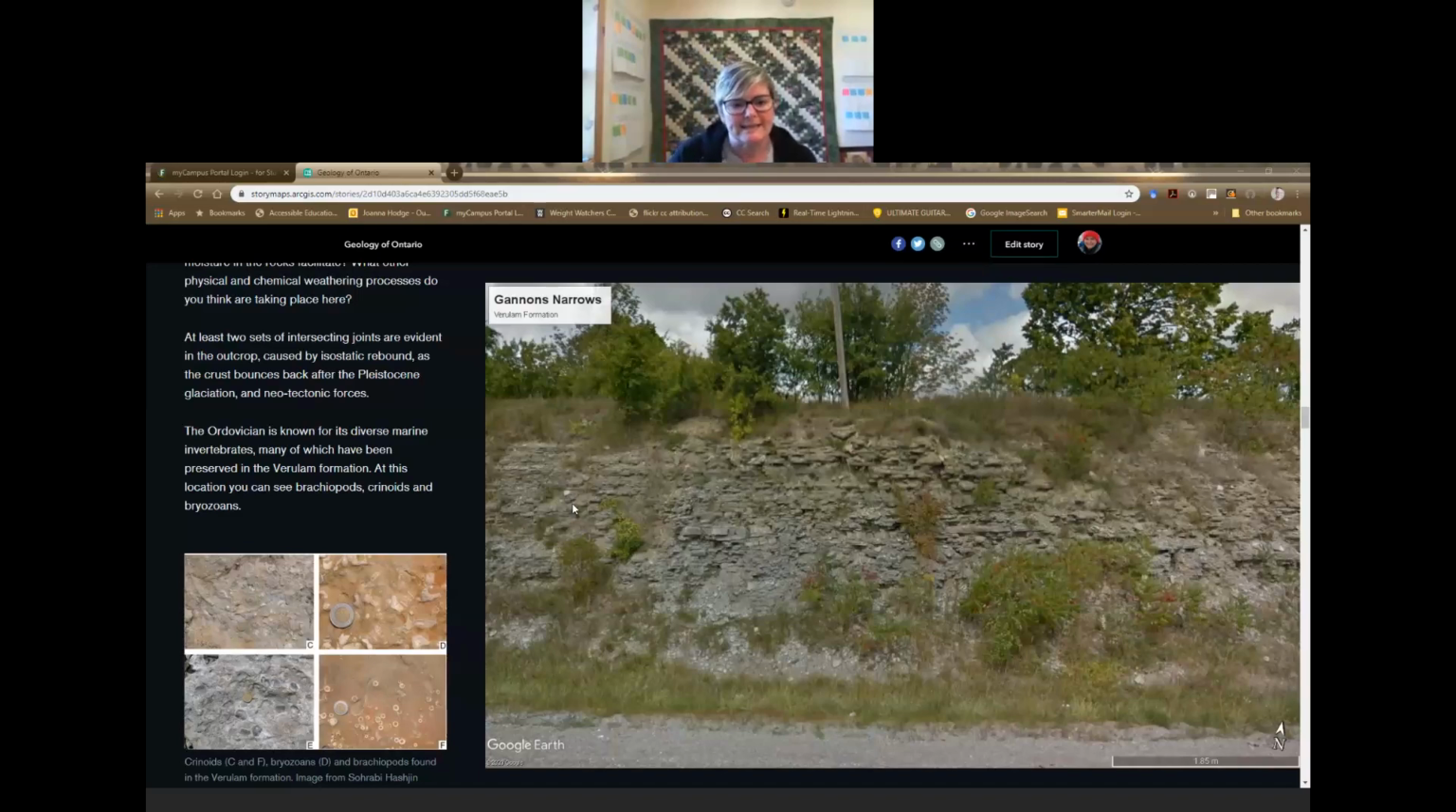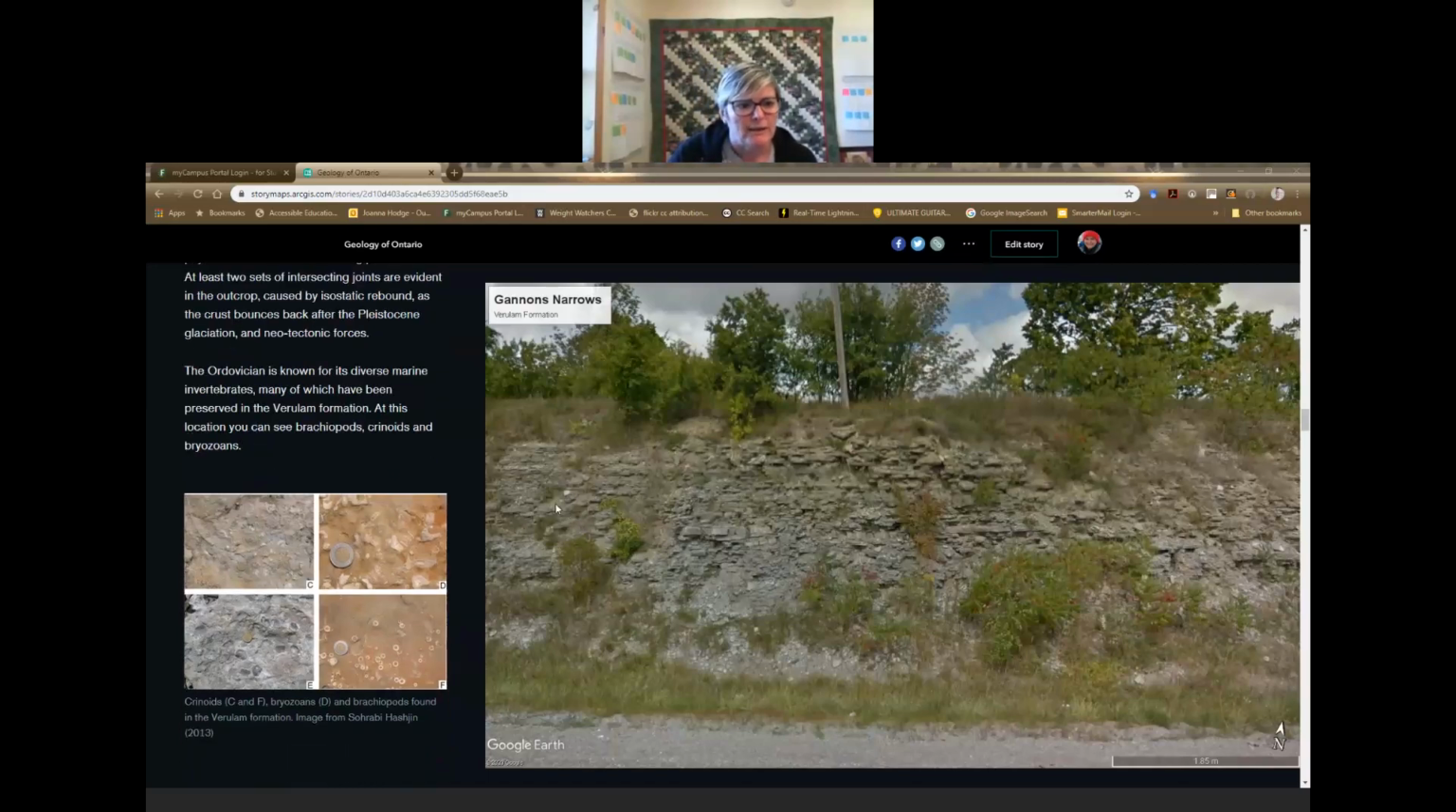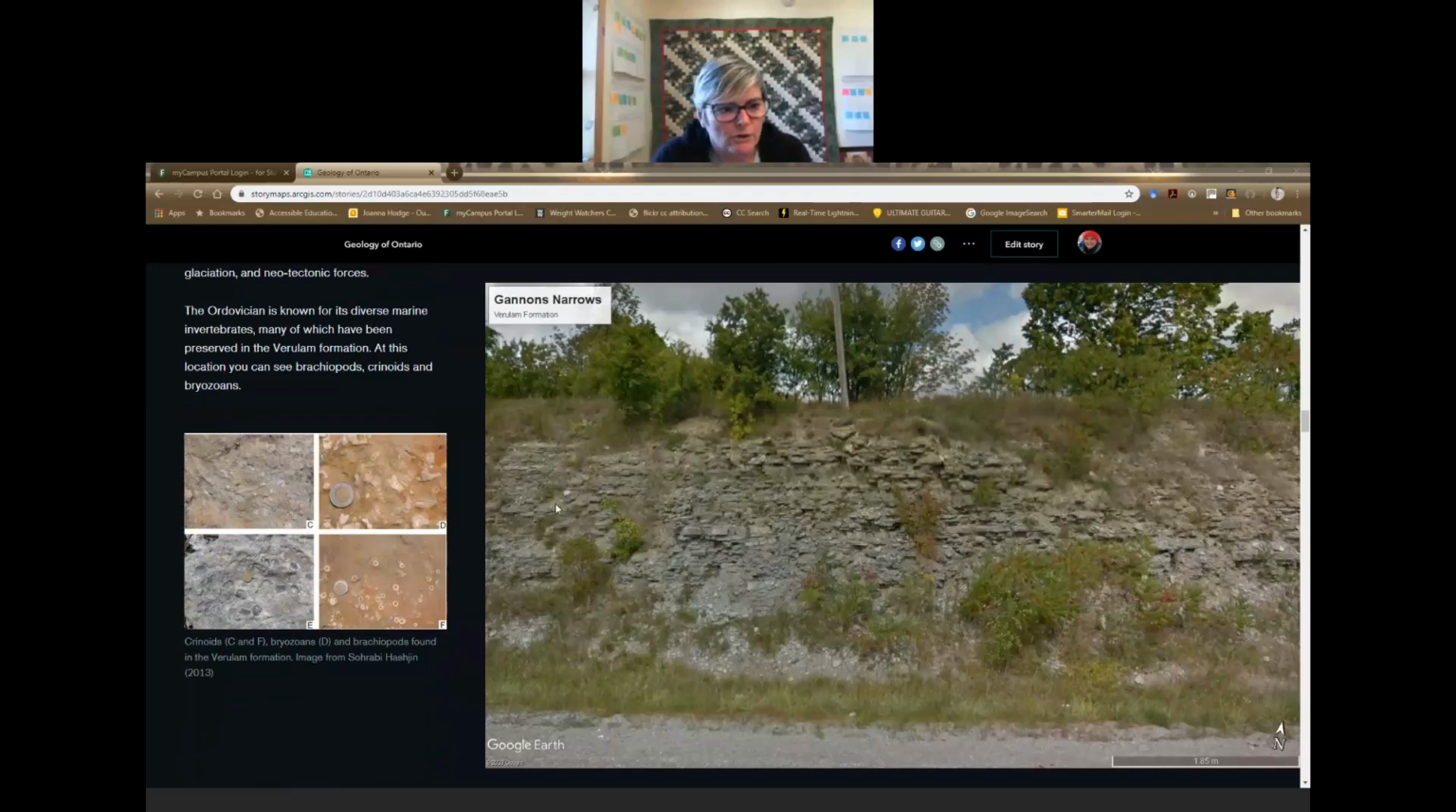One of the really neat things about this particular outcrop is that there are a lot of fossils. Now, this was deposited during the Ordovician, which was a time when marine invertebrates just exploded onto the scene. So there is a very diverse flora and fauna that formed during the Ordovician, and it was captured in the sedimentary rocks that were formed during that period.